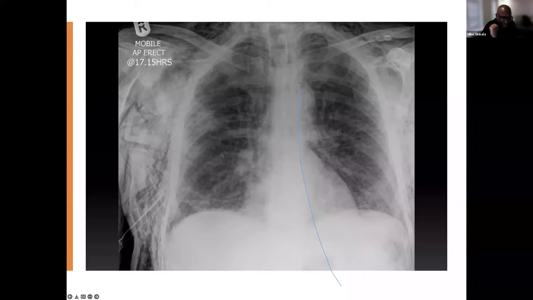Notice also that we do have a drain on the right side here. Maybe one of the causes is that the side hole of this drain could not be right in the lung. So it is actually sort of outside the chest cavity, and this is actually causing the emphysema, as it were.